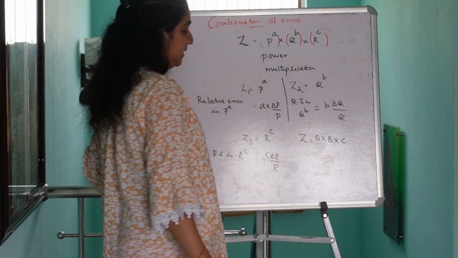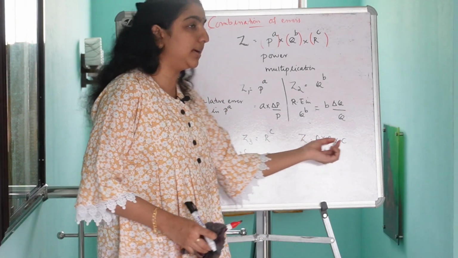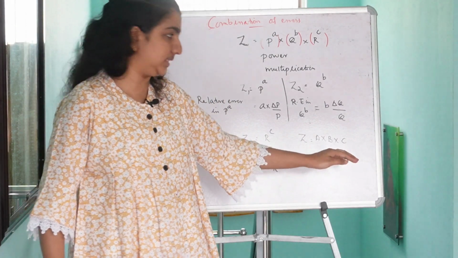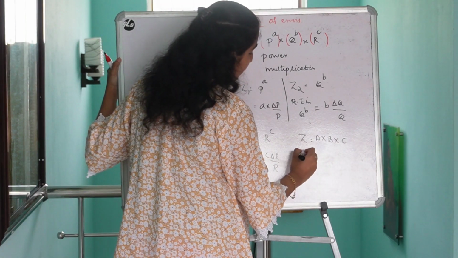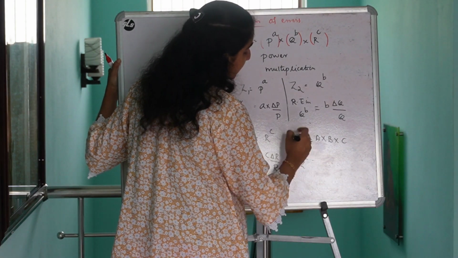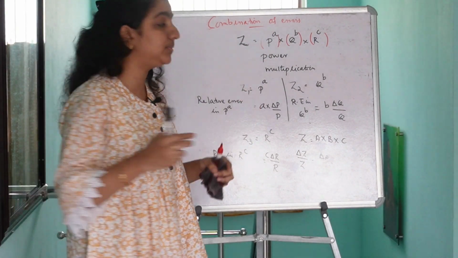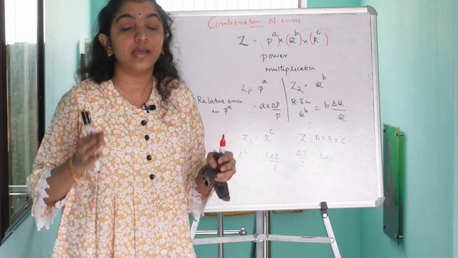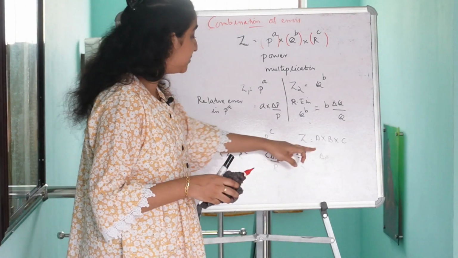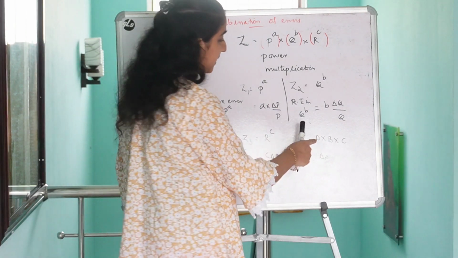Again, if you are given z is equal to a into b into c, that is, here we are multiplying 3 physical quantities to get the resultant. So what will be the relative error in the resultant? That is equal to summing up. We simply add up the relative errors in the individual measurements, isn't it?